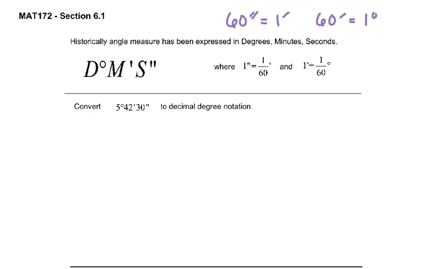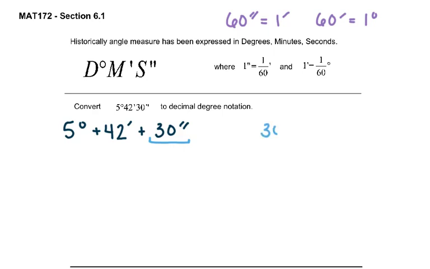So if we want to convert 5 degrees, 42 minutes, and 30 seconds to a regular decimal degree notation that we are more familiar with, the way we would set that up is that's the same as saying 5 degrees plus 42 minutes plus 30 seconds. So I'm going to convert seconds into minutes, add those together. I'll have a minute value. And then I'll convert my minutes to degrees and add them together, and that will give me a decimal degree notation.